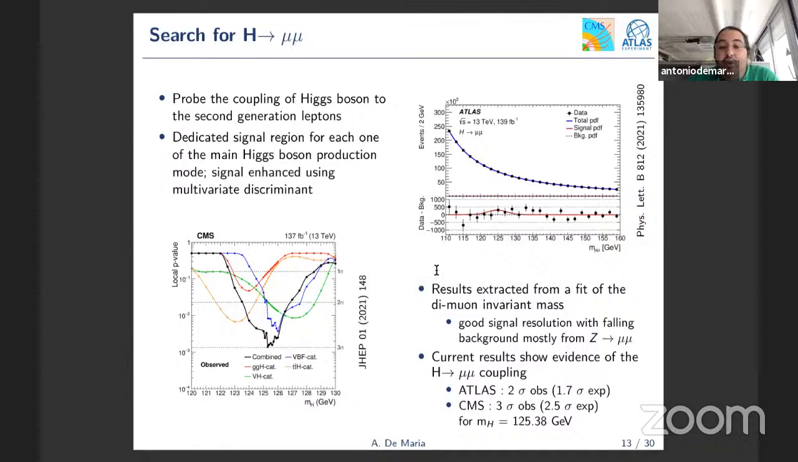Current results show that we almost have evidence for the Higgs to mu mu coupling. ATLAS has 2 sigma observed, while CMS has 3. And as you can see from the scan of the mass on the left plot, these 3 sigma are obtained for a Higgs boson mass of 125.38 GeV.